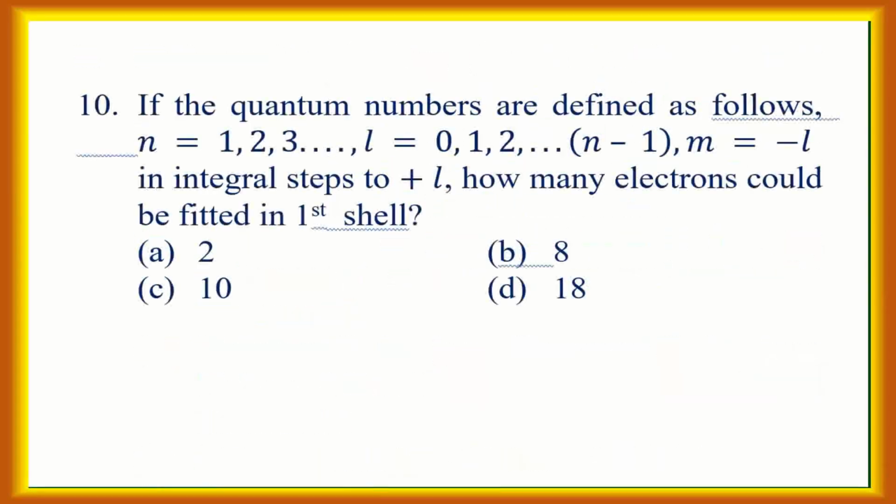And next, question 10. If the quantum numbers are defined as n equals 1, 2, 3, l equals 0, 1, 2, up to n minus 1, m equals minus l to plus l, how many electrons could be fitted in the first shell? Options are given and the answer is D.